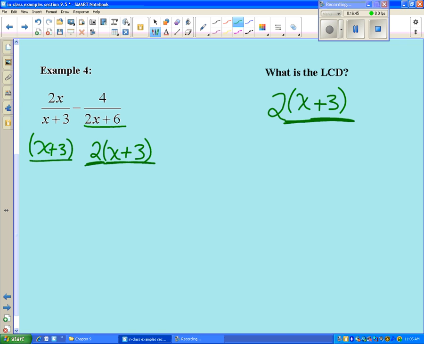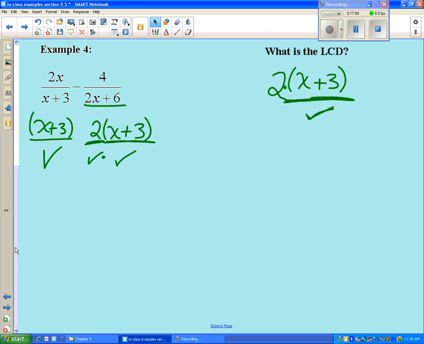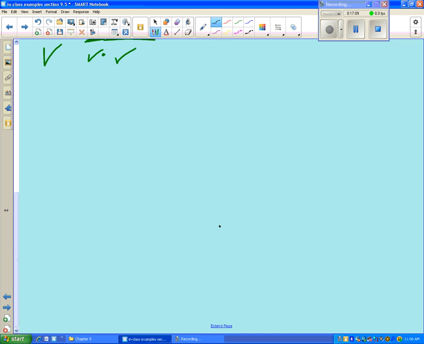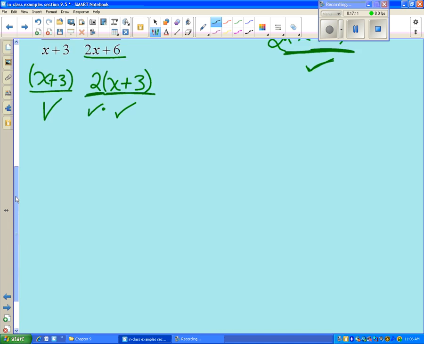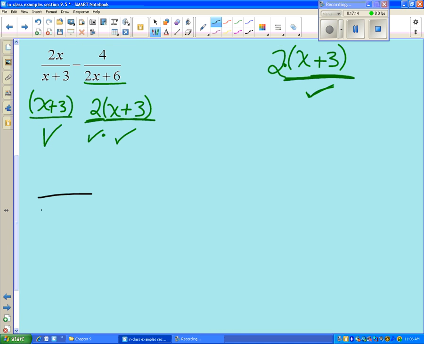So for the first fraction, I have an x plus 3, got it. Second fraction, I need a 2 times an x plus 3, and I have it. So my LCD is 2 times x plus 3. So let's go ahead and use that. My new fraction is going to be, get myself a little space so I can use it. My denominator is going to be 2 times x plus 3 minus 2 times x plus 3.